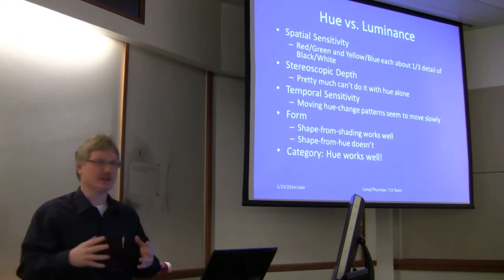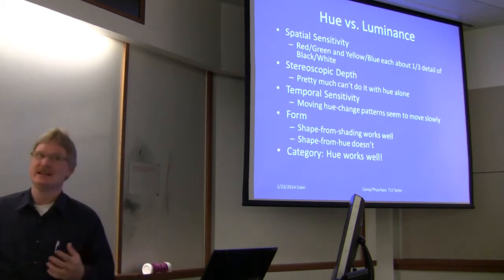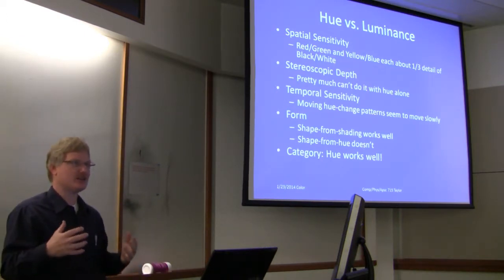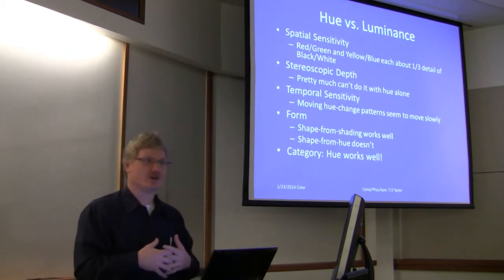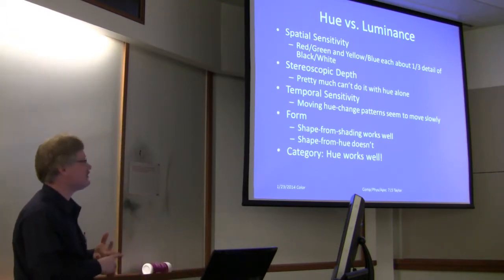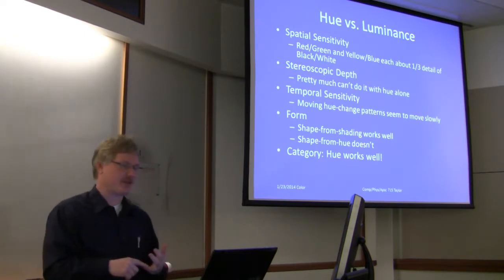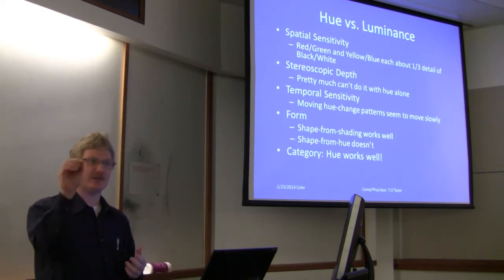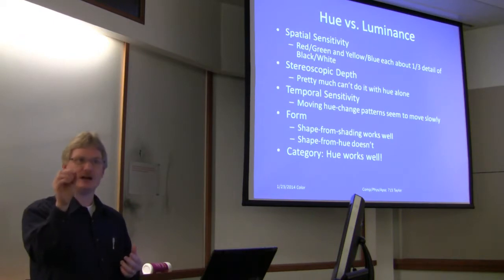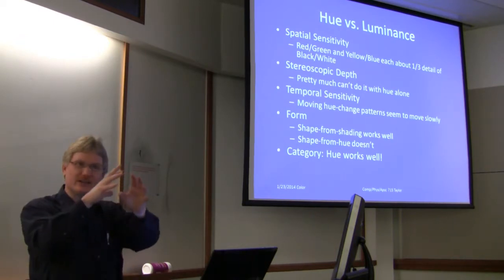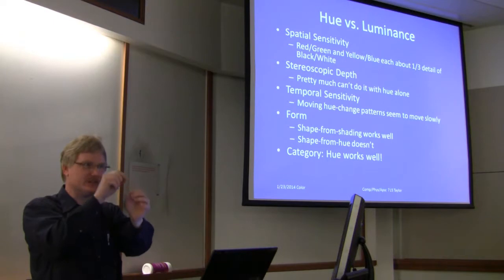All right. So if you look at hue versus luminance in terms of sensitivity, we're going to start to see why luminance is used for shape detection. For spatial sensitivity, the red-green and blue-yellow channels each have about a third the detail of black and white, right? So if you have a complete change from yellow to blue, you can see features that are only 3 times as large as the features you can see when the complete change is from black to white.